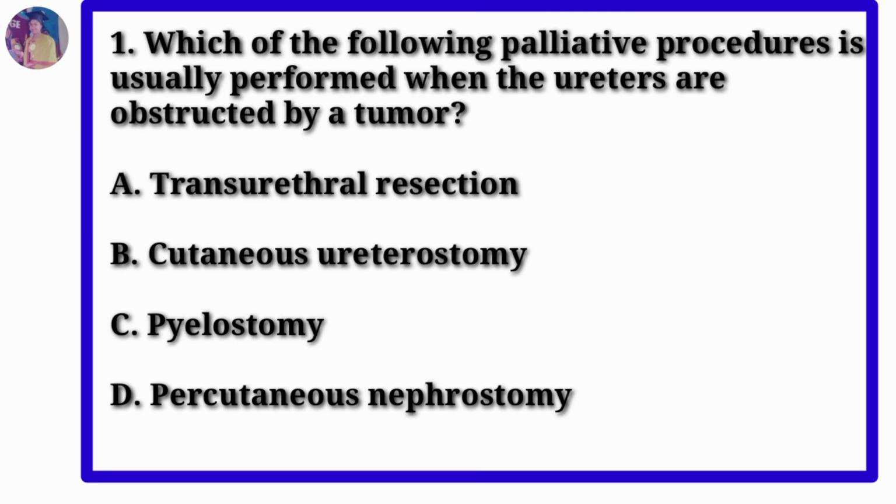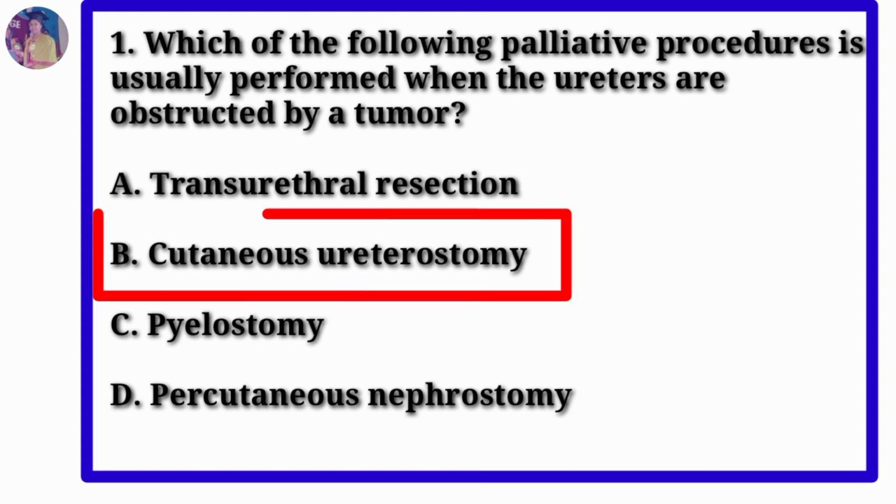Question number 1. Which of the following palliative procedures is usually performed when the ureters are obstructed by a tumor? Option A. Transurethral resection. Option B. Cutaneous ureterostomy. Option C. Pyelostomy. Option D. Percutaneous nephrostomy. Answer option B.